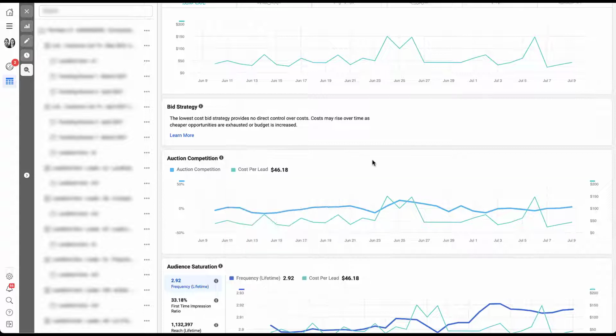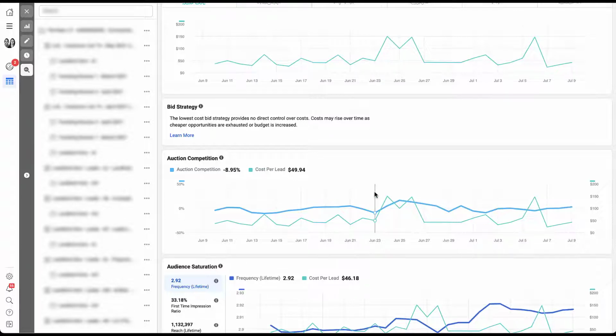Let's look at the data for this audience specifically. And you can see here that the auction competition is going to be this robin egg blue color, and cost per lead is unfortunately only a slightly different color, so hopefully most of you out there are able to differentiate the two. But you can see that we have a slightly rising cost per purchase as we get here into June, kind of the 23rd into the 26th, around in there.